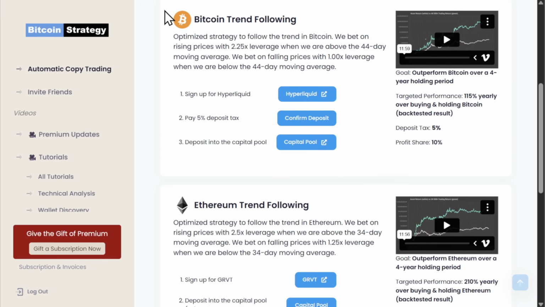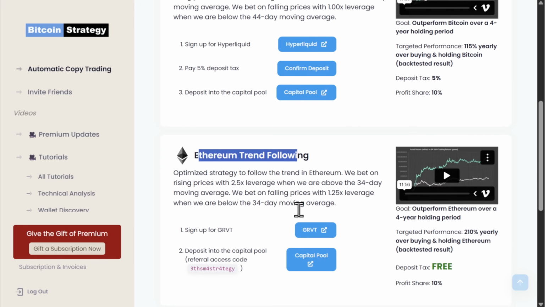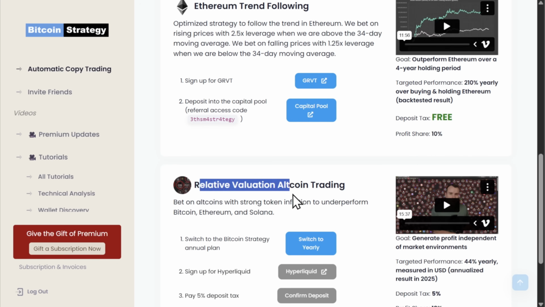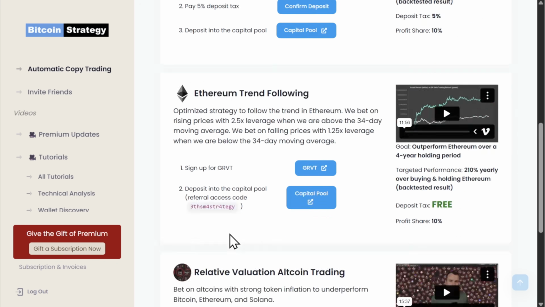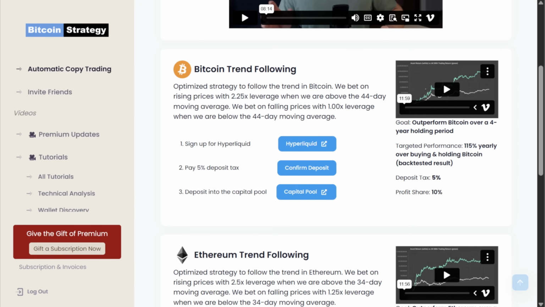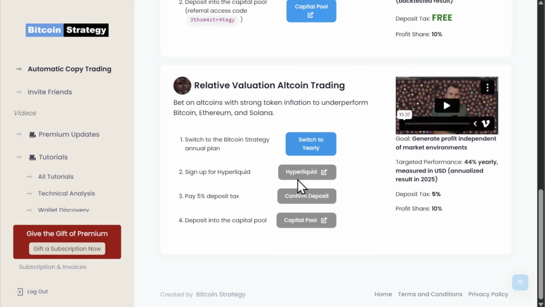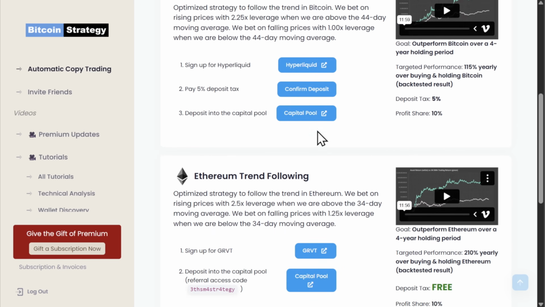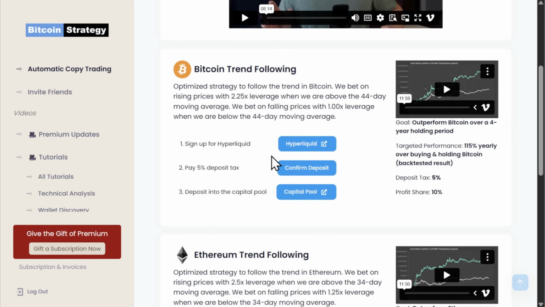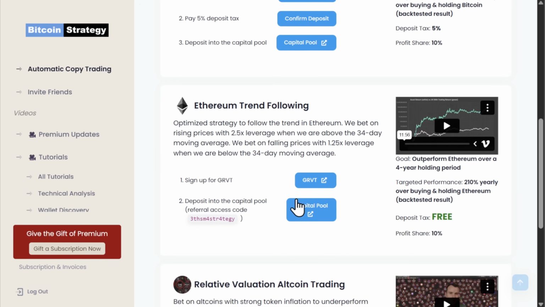The monthly membership gives access to the Bitcoin and Ethereum trend following. The annual membership also gives access to the relative valuation vault. And the platforms, I sometimes get asked this as well. This is not necessarily answered in many of the videos that are published. The vaults are on Hyperliquid, so that's for Bitcoin and it's for relative valuation trades. They're on Hyperliquid, the largest of the perpetual futures decentralized finance platforms, and the Ethereum trade vault is on Gravity.